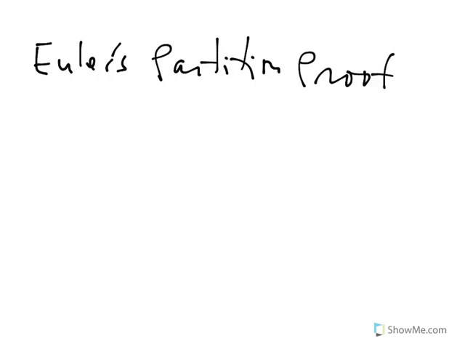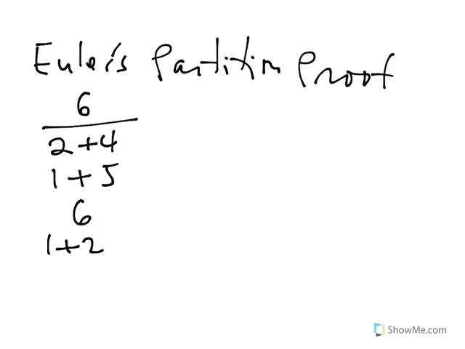Euler's partition proof is a proof that if you take a number like 6 and you write it as the sum of unique positive integers, you can actually use just 6 on its own. You're not allowed to use any repeats though, and there are 4 ways of doing it.